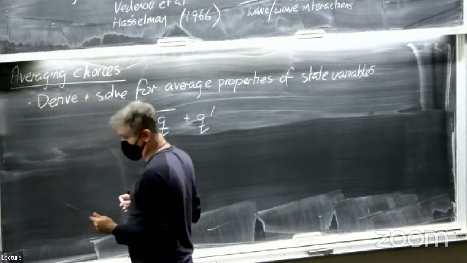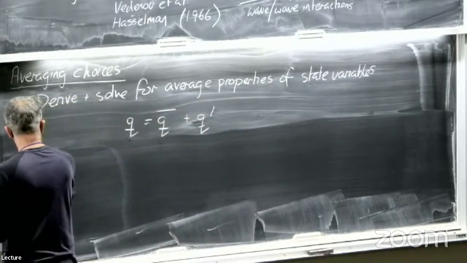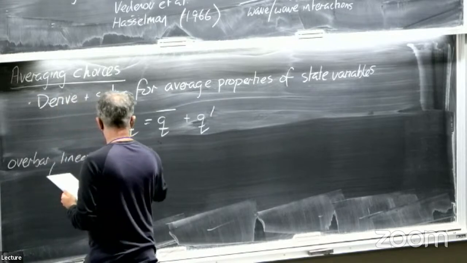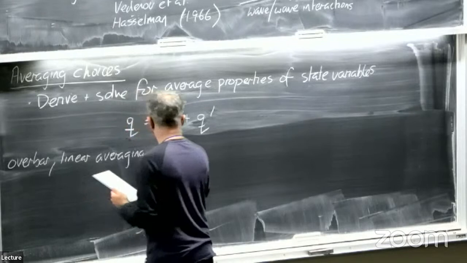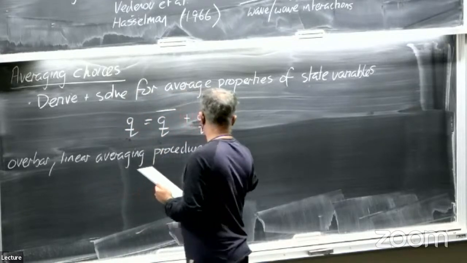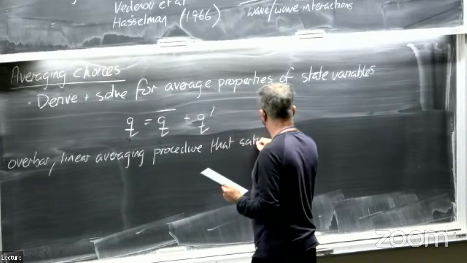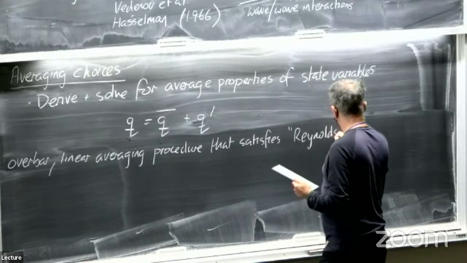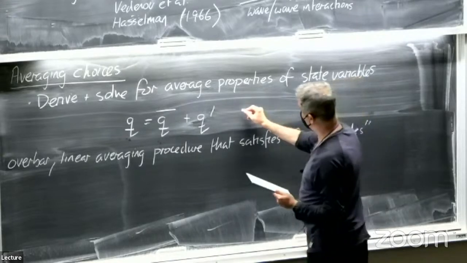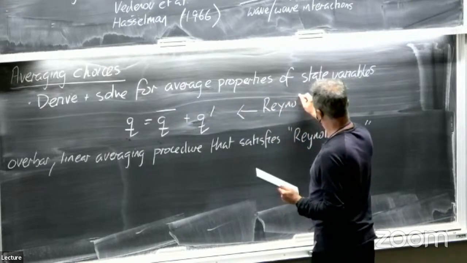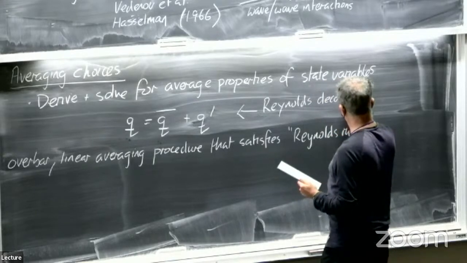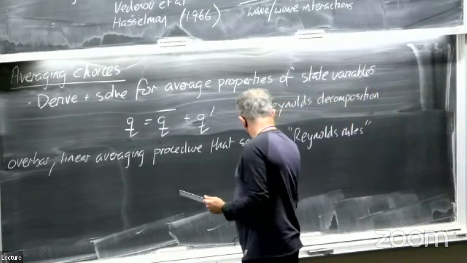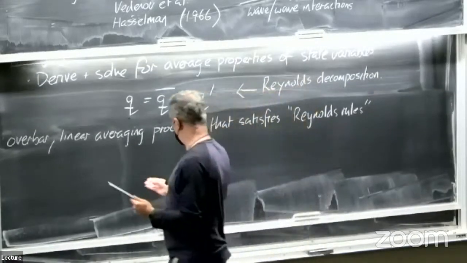We would quite like, although it's not necessary, we would quite like the overbar to be a linear averaging procedure that satisfies what are called Reynolds rules. And this is sometimes called the Reynolds decomposition. Going back to Nigel's talk. So the Reynolds averaging rules are, well, there are a few of them.